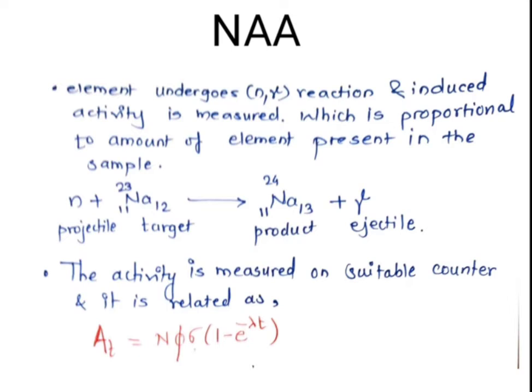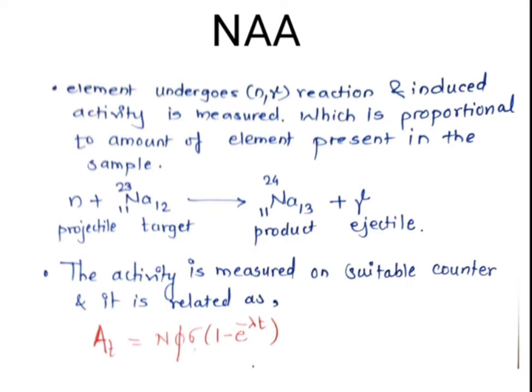So the activity is measured on a suitable counter, that will be a GM counter or a scintillation counter. Mostly the scintillation counter is used for detecting the gamma radiations. So the activity is measured on the suitable counter, and it is related as A_t = N φ σ (1 − e^(−λt)).